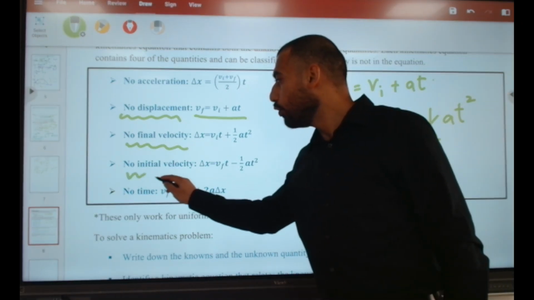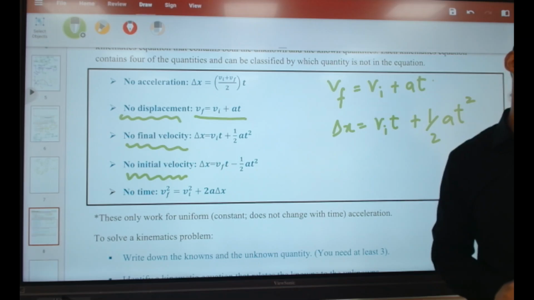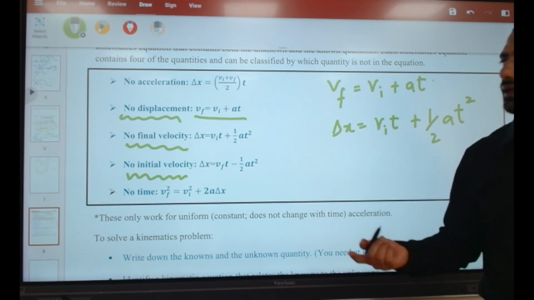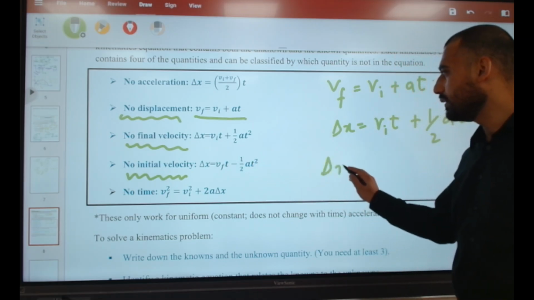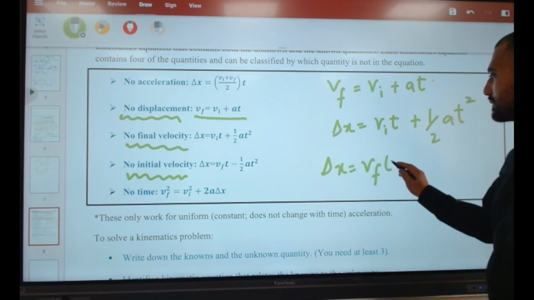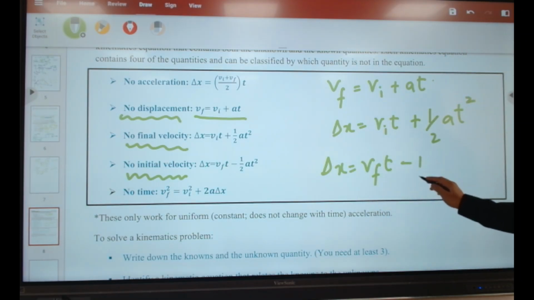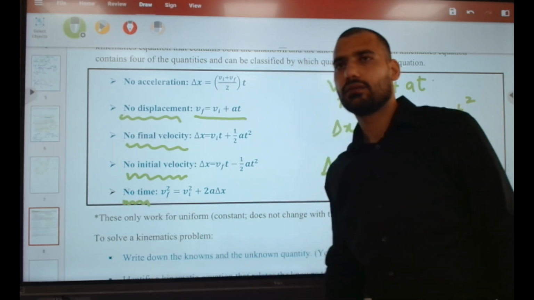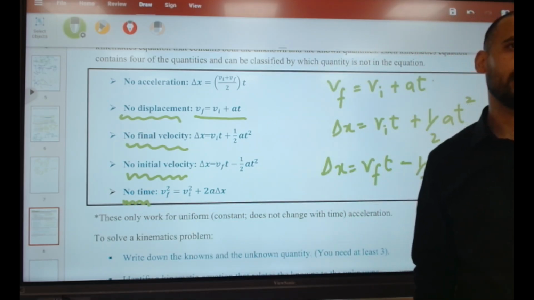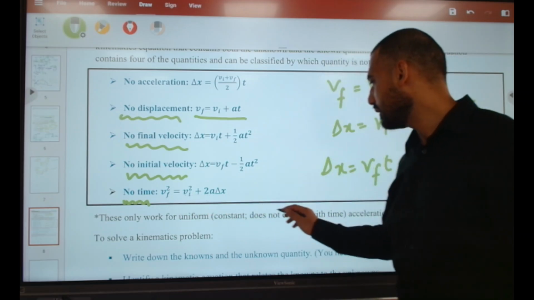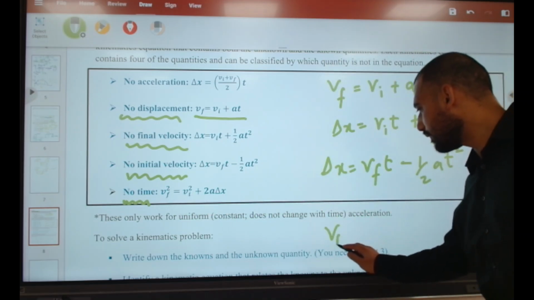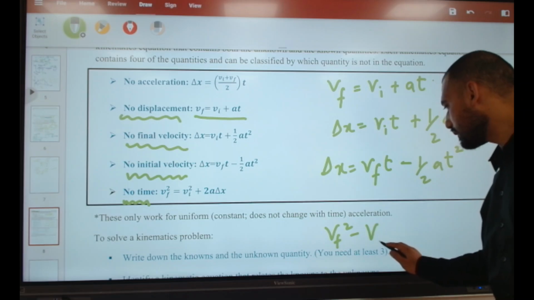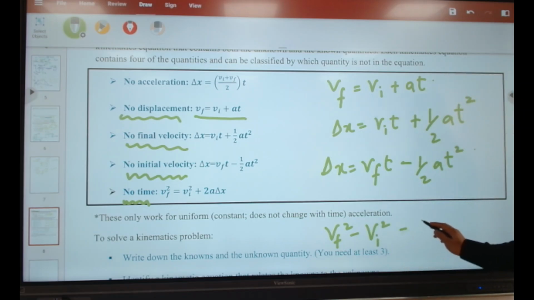Similarly, when the initial velocity is not given but the final velocity is given, in that case your delta x will be v final times t, subtracted from half of acceleration into t square. Clear? And when time is not given, you can use this equation directly: the square of the final velocity, subtract from it the square of the initial velocity. This will give you 2 times acceleration into displacement.